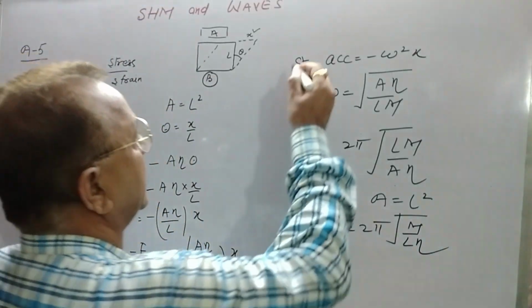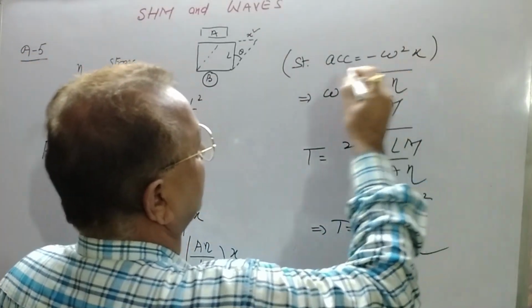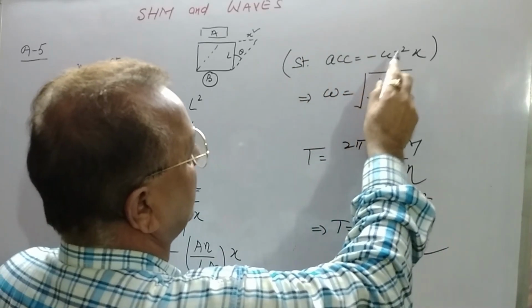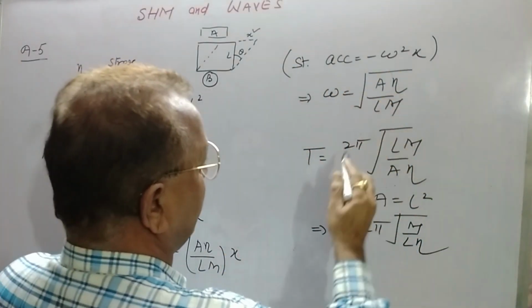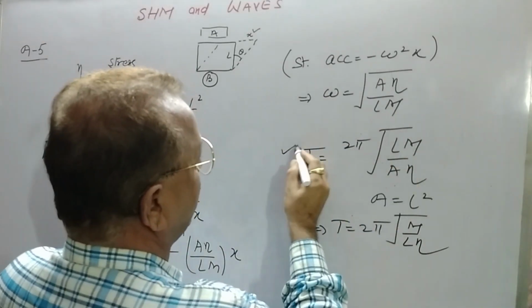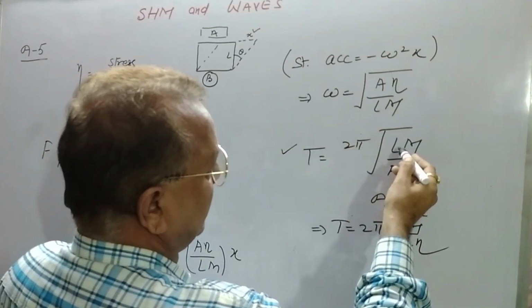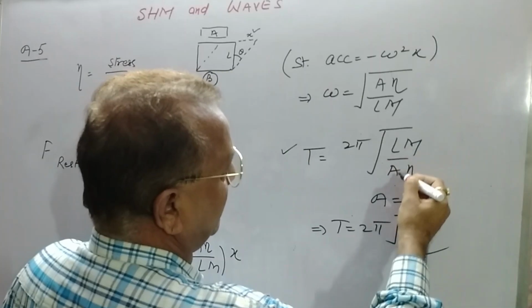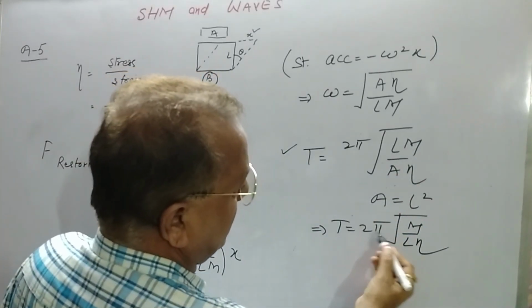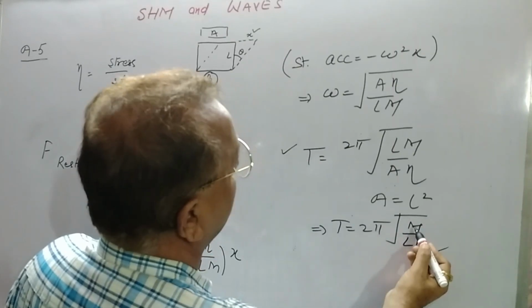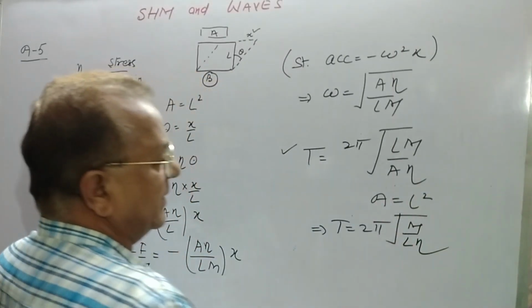Therefore, if you compare it with the standard formula, acceleration is equal to minus omega square x. Omega is equal to root of A eta by LM. Time period is equal to 2 pi by omega. That is, invert it, root of LM by A eta. Area is L square. Therefore, time period is equal to 2 pi root M upon eta L.